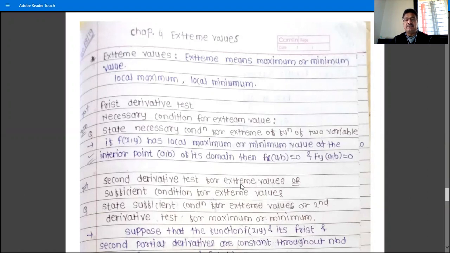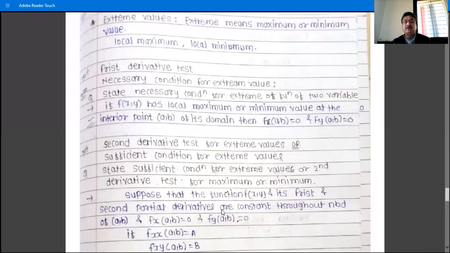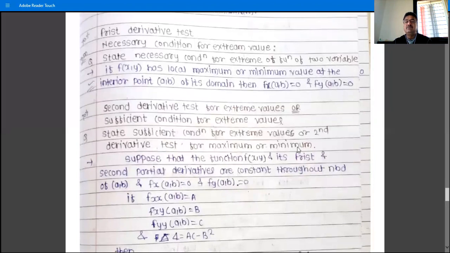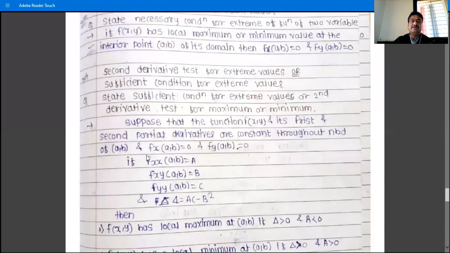Then the second derivative test for extreme value. This was the first derivative test for extreme value. Now the second derivative test for extreme value is also called the sufficient condition for extreme value. So the question for 2 marks is: state the sufficient condition for extreme value, or state the second derivative test for extreme values, that is, for maximum and minimum values.